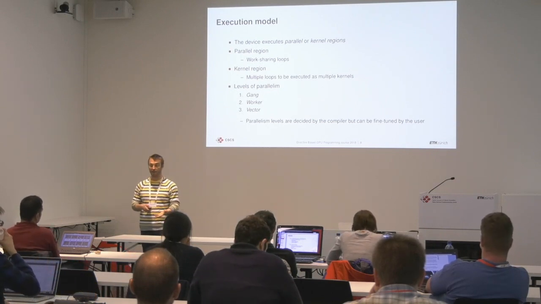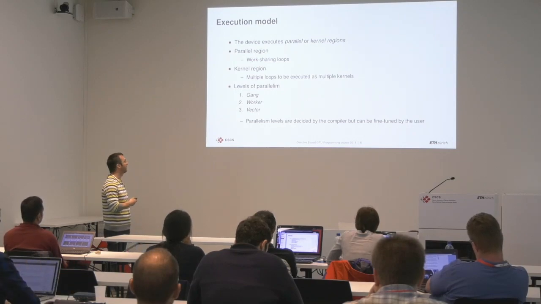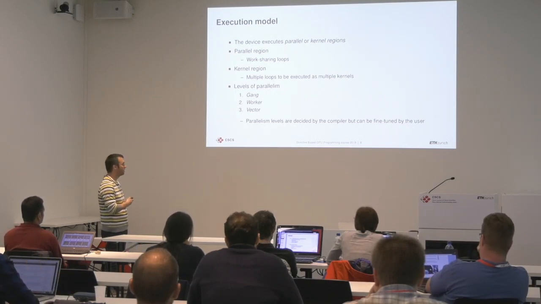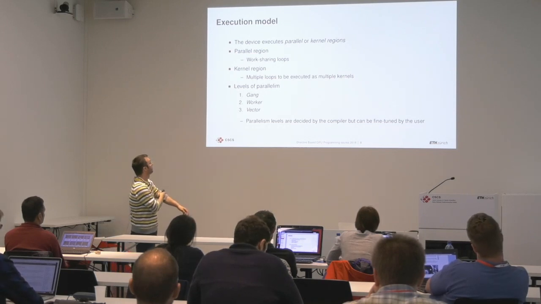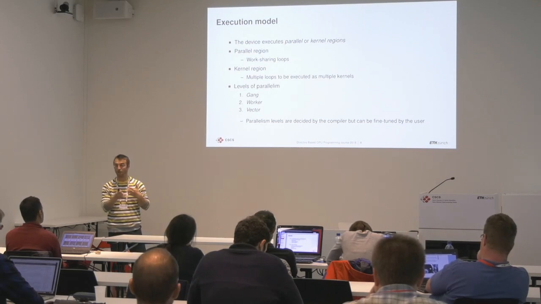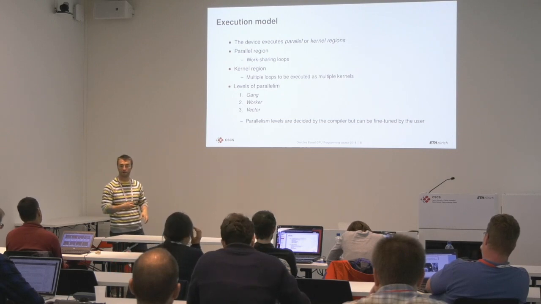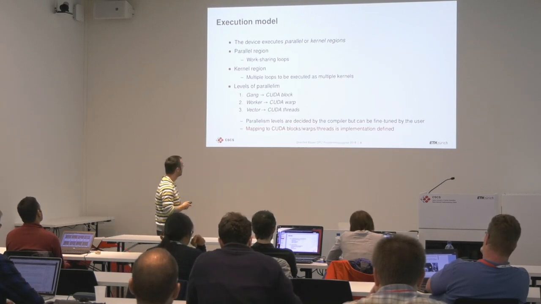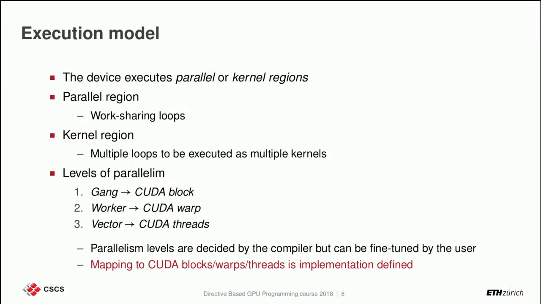OpenACC exposes three levels of parallelism. One is called gang parallelism, the other is called worker parallelism, and the third one is called vector parallelism. So what are these things? How do they correspond to what I have shown you in the first part of the course? So the gang is basically the CUDA block. I don't remember if we have talked about gangs before, but anyway, it's this block.